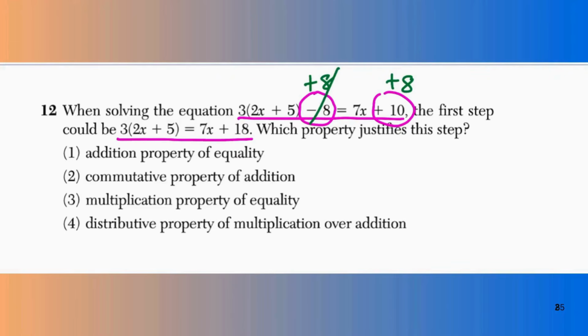And then on the right side, 10 plus 8 will give me 18. And so that's how I get that 18. So what justified that? Well, we added 8 to both sides. That's called the addition property of equality whenever you add the same thing to both sides of an equation.